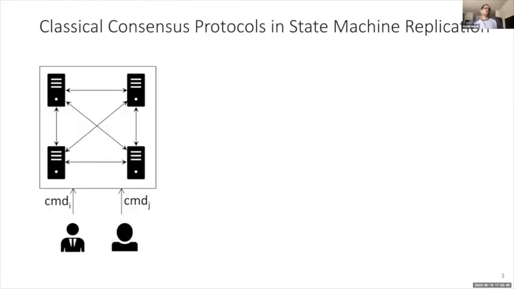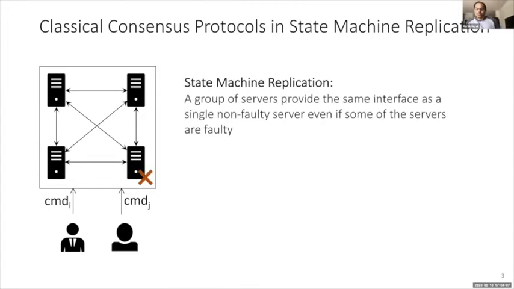We are thinking of consensus in a state machine replication setting where there are a bunch of clients and a bunch of server replicas. These clients are sending commands to these server replicas. The goal of the server replicas is to agree on a sequence of these commands and execute them in a state machine. The requirement that we have is that this group of servers should provide you with the same interface as that of a single non-faulty server. And this should hold even if some of the servers are faulty.